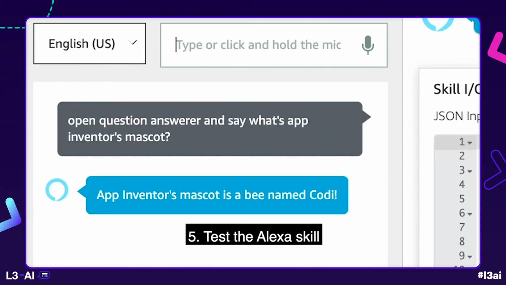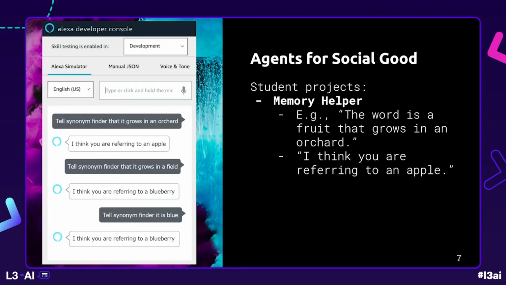App Inventor's mascot is a bee named Cody. And so we ended up bringing this interface into a workshop environment where high school students use the interface to create their own Alexa skills. And they created some really, really cool projects, including a memory helper, as shown in the picture to the left.